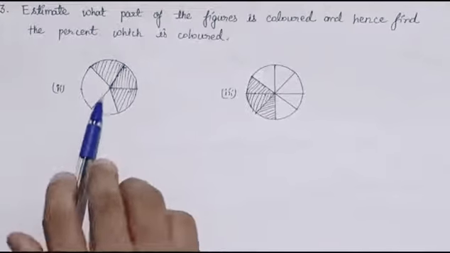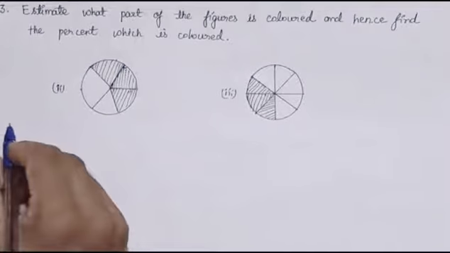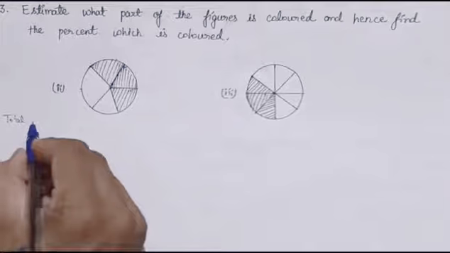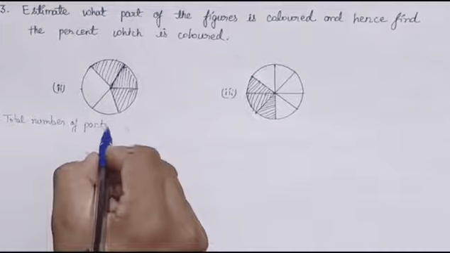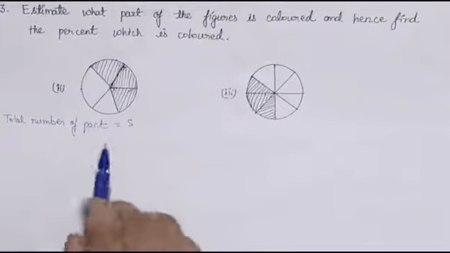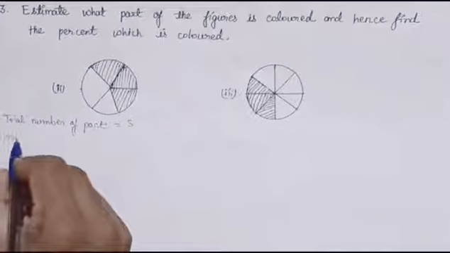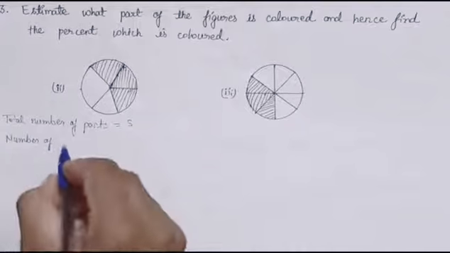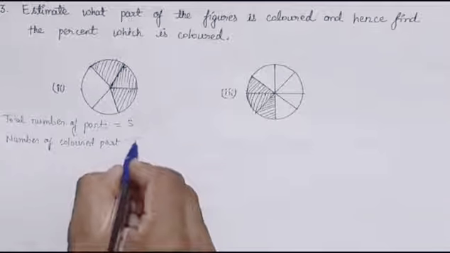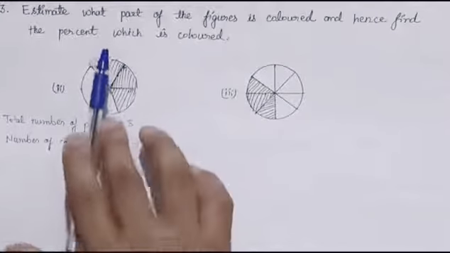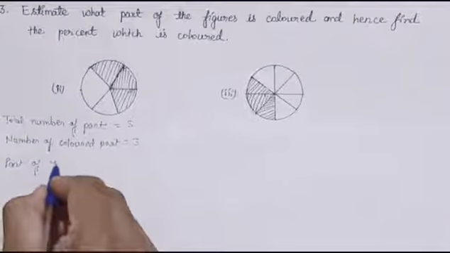So here in this figure you can see that there are total 1, 2, 3, 4 and 5 parts. Total number of parts is equal to 5, and the number of colored parts is 1, 2 and 3. Number of colored parts is equal to 3.